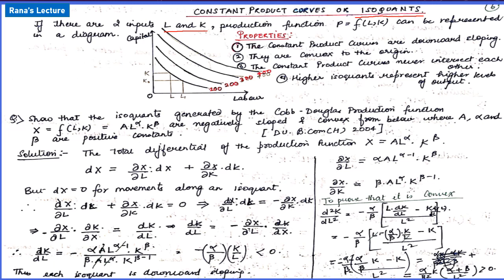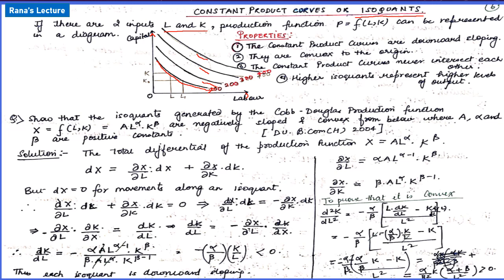Certain combinations of labor and capital, look at this diagram. The y-axis tells you units of capital and the x-axis tells you units of labor. Certain combinations of capital and labor give isoquants. This is one isoquant. This is another, this is the third one, and this is the fourth one.